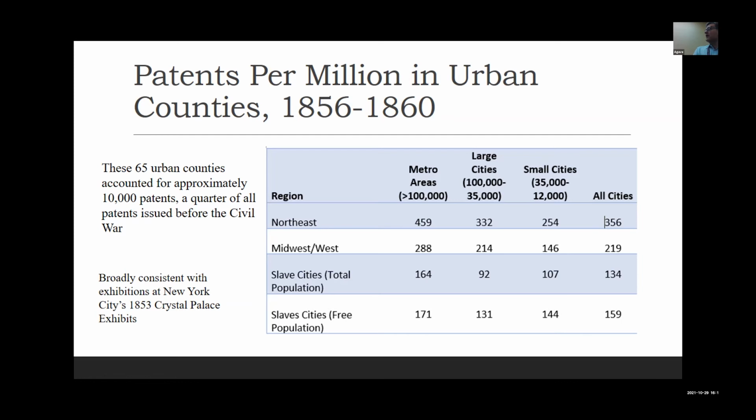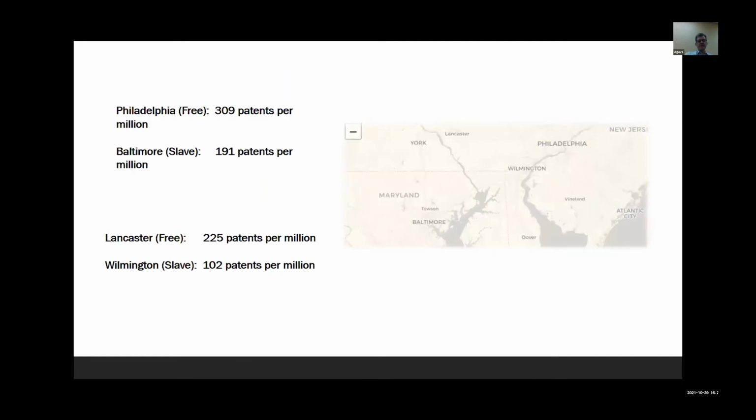And this is very broadly consistent with another part of the paper about exhibitions at the New York Crystal Palace exhibit in 1853, where again, you find the Midwest metros well ahead of slave cities in terms of the number of exhibits. If you just look at the cities that are close to each other, and again, this is where the logic of the paper resembles what Paul and Hoyt have done, every time that there is a slave city close to a free labor city, the free labor city has a much higher patenting rate. Baltimore and Philadelphia are both very big cities, both rank in the top 5, but Philadelphia is way ahead.